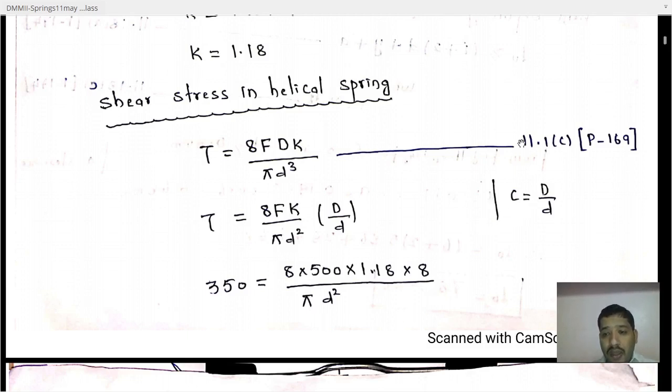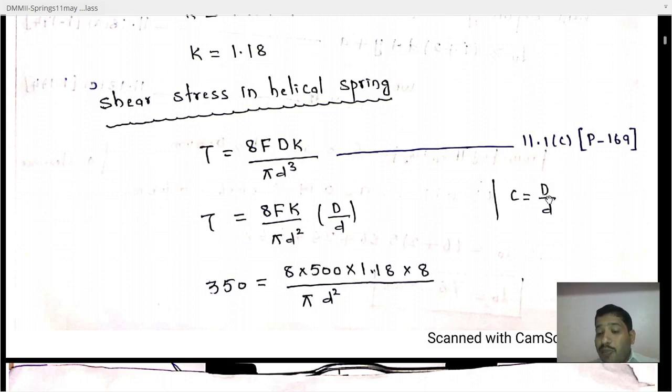So you have to refer to the equation: tau, the shear stress, equals 8 F D K divided by pi d cube. Here 8 is a constant value, F is the compressive force acting on the helical spring, D is the mean diameter of the helical spring, K is the Wahl's factor, and d is the wire diameter.